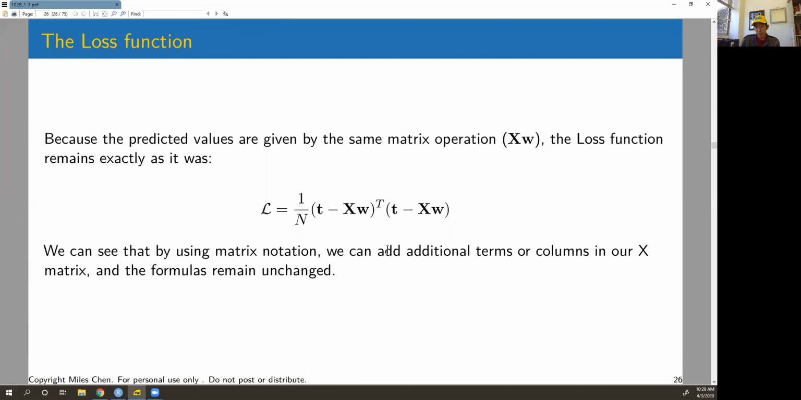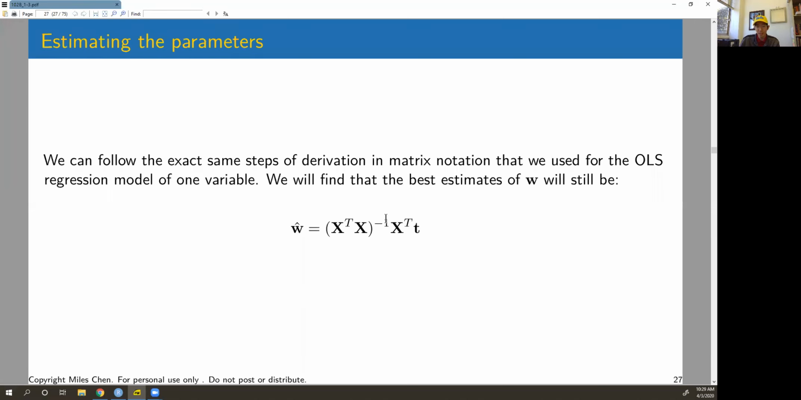Because the loss function is exactly the same in matrix notation, my fitted values, W hat, if you follow the exact same steps that I did 10 minutes ago, you're going to get the exact same results: X transpose X inverse, X transpose T. We don't have to redo any work here because we've done it in matrix notation. By doing things in matrix notation, we've saved ourselves a lot of headache.